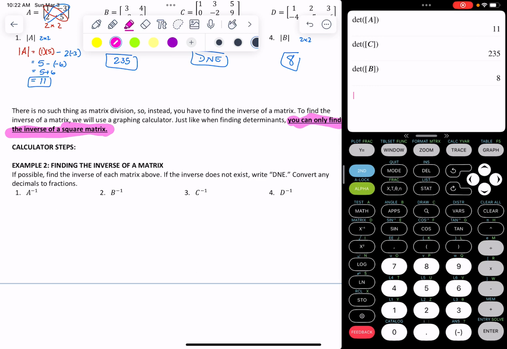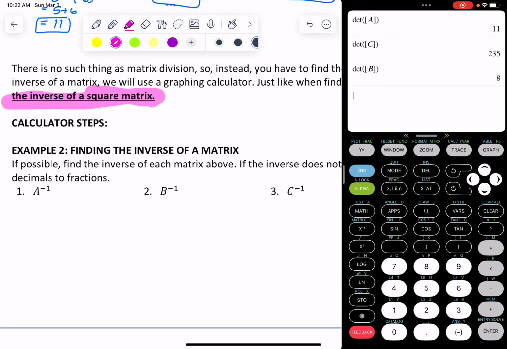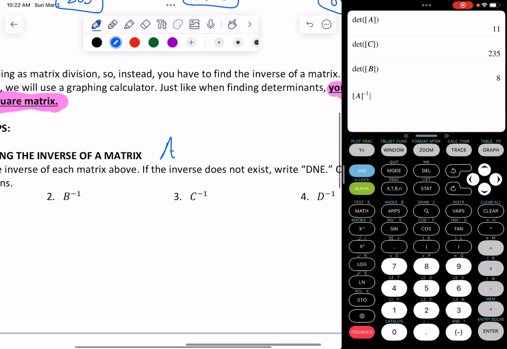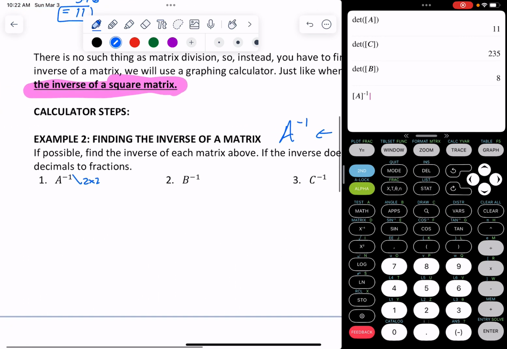So the inverse of A. Same matrices as up top. A is 2 by 2, so that is square. We're good. This has an inverse. What we do is we go second matrix, A, and then right below the matrix button, that x to the negative first, we push that, and that's going to give us our inverse. So when we see A inverse, that's the inverse of A. That's what we're looking for.